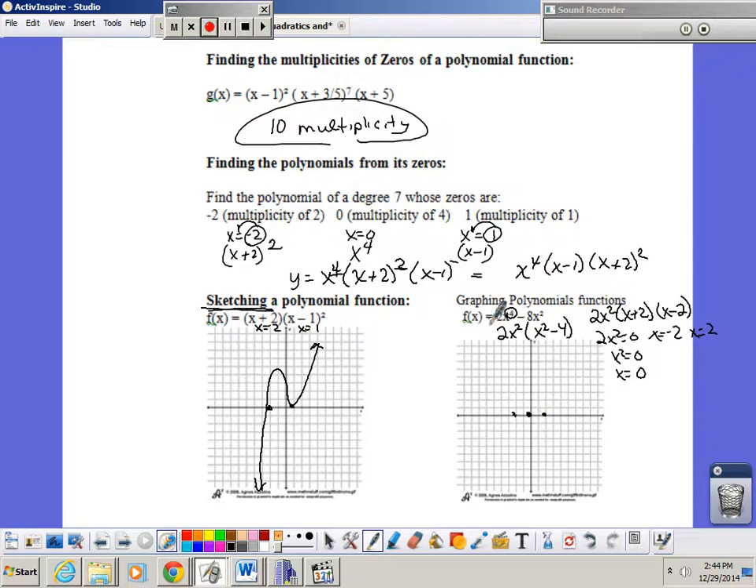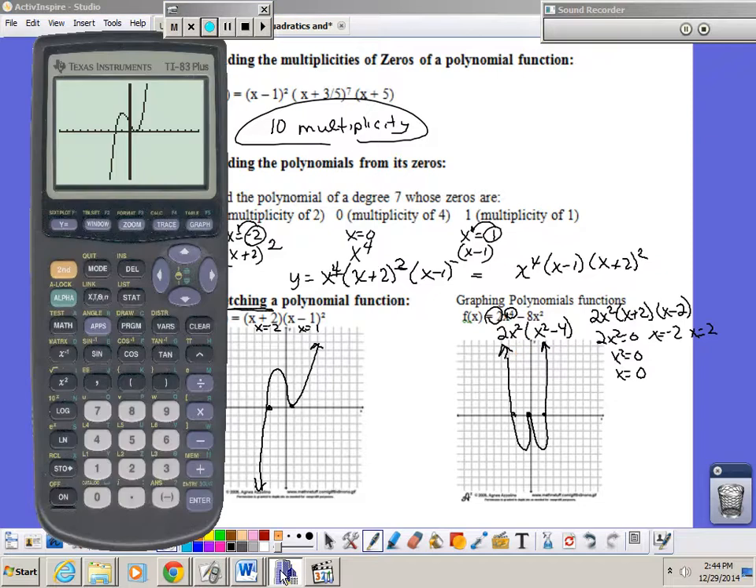Even, positive, starts up, ends up. So it comes down, touches, turns, comes back up again. Anytime you have a double root, an even root, it's going to touch and turn. Anytime you have an odd number of multiplicity, it's going to go through. So even touches and turns, just like it did here, and odd goes through.